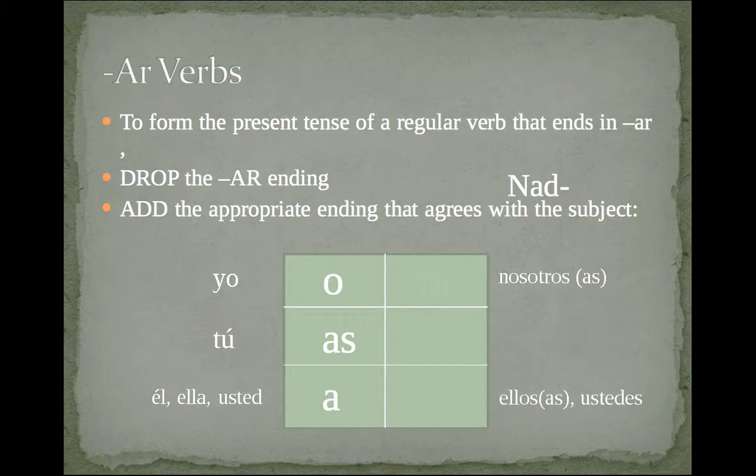Nosotros is amos. Okay, we're going to skip the next one, which is vosotros. You don't have to learn that one. And then an is the ellos ending. So o, as, a, amos, an. This is the key, the box, these endings you need to know for the test. So when you get your test, just write them real quick: o, as, a, amos, an on there. And that'll be the key, along with remembering to drop off the AR ending.